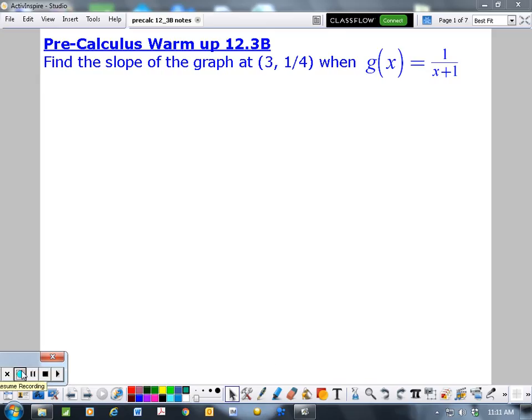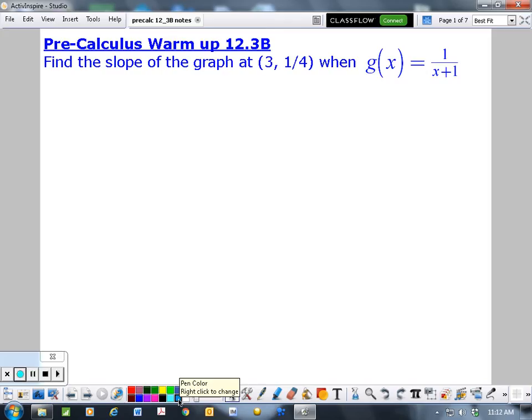Okay, so what we're going to do today is start by reviewing what we talked about on Friday with 12.3, and that is finding the slope of the graph. We can write an equation to find the slope of the graph, and then we can find the slope at a specific point. So the first step is finding the equation for the slope of a graph.